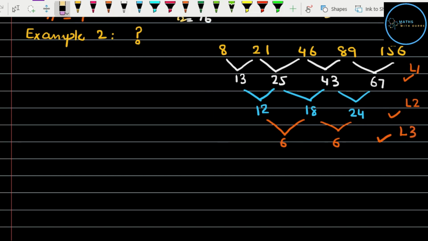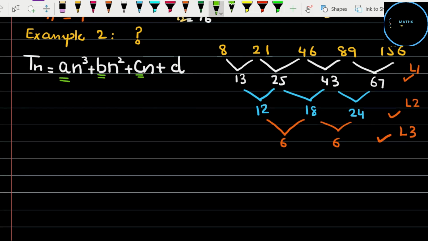Alright. So at this step I told you one thing. You have to memorize a few things. Before writing those, I'm going to write the general formula of the nth term. That is Tn = an³ + bn² + cn + d. So basically we need to calculate a, b, c and d.